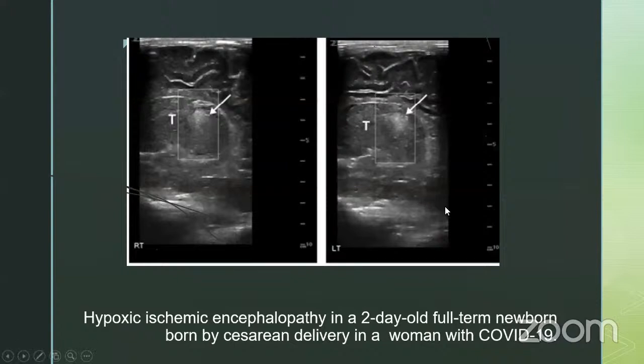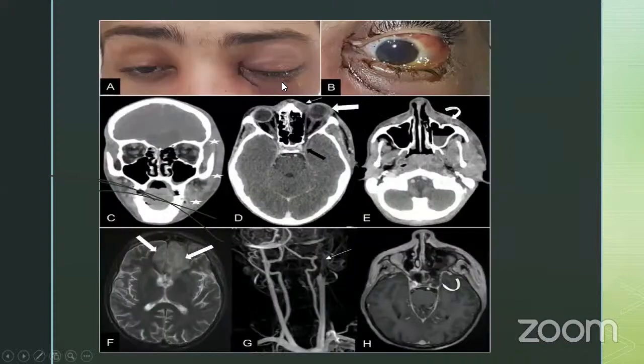And this is the image of a neuro sonogram of a 2-day-old full-term newborn born to a COVID-positive woman by cesarean delivery. The baby developed coagulopathy symptoms. We did the ultrasound cranium, and this shows hyperechoic regions within both the thalamus, which is suggestive of hypoxic ischemic encephalopathy, and the baby had other multiple organ system involvement. Finally, the baby died.